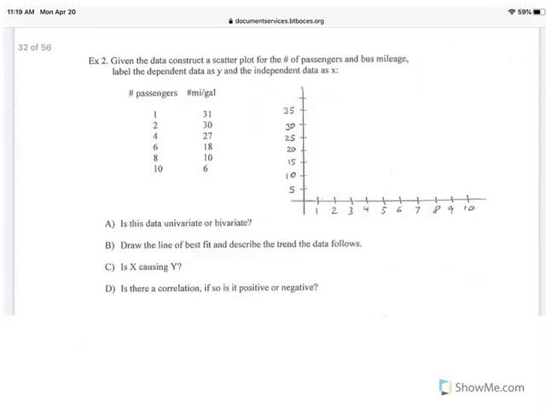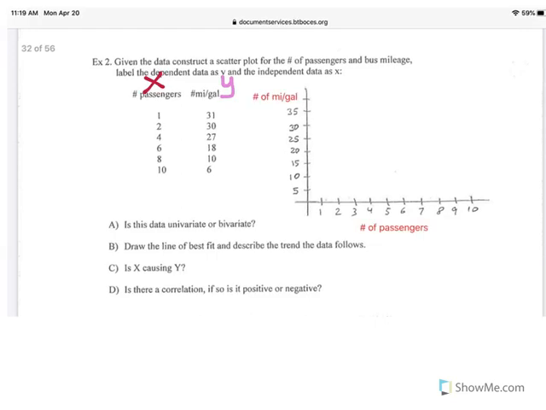On to the next part of your notes. In example 2, it says, given the data, construct a scatter plot for the number of passengers and bus mileage. Label the dependent data as y and the independent data as x. So the number of passengers is going to be our x, and the number of miles per gallon is going to be our y. So we're going to label our x and y axis with those words first.